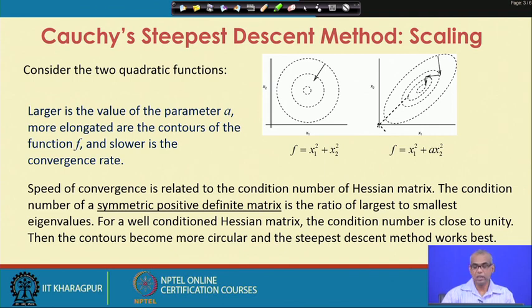For a well conditioned Hessian matrix, the condition number is close to unity. If the condition number is close to unity, the contours will become more circular and the steepest descent method will work very well, because in that case the search direction will directly point towards the minimum.